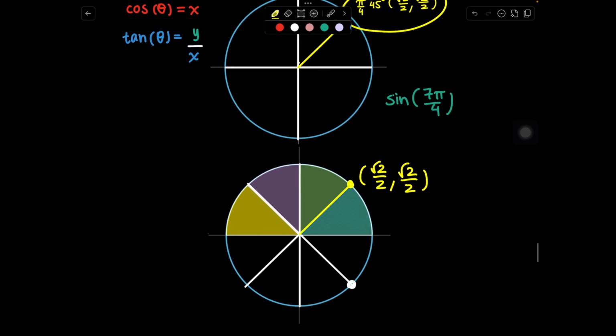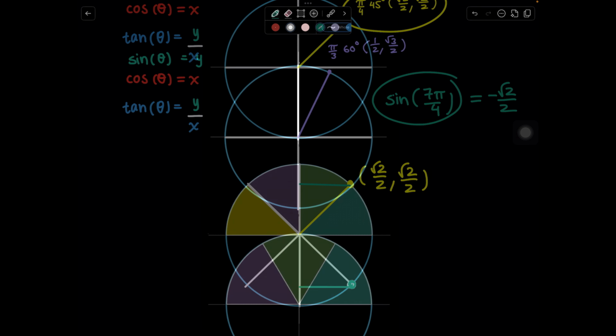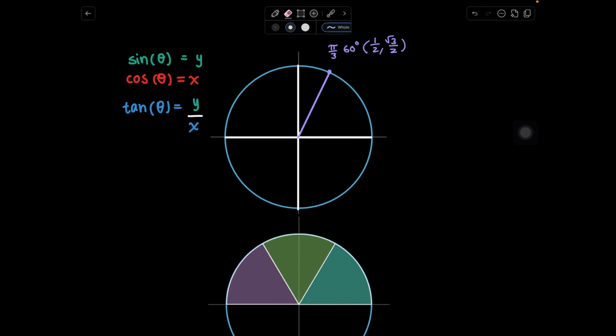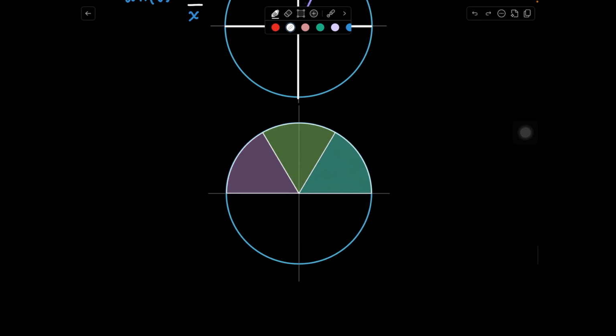Now, sine of 7 pi on 4 is asking us what is the y value here. Well, by symmetry, we can see that the y value here is root 2 on 2. Since this is down, it's going to be negative root 2 on 2. And finally, we can do the same thing with pi on 3 as well. So we cut our pi up into 3 equal slices, and I can do that at the bottom as well.